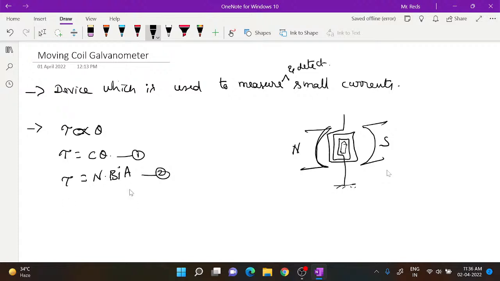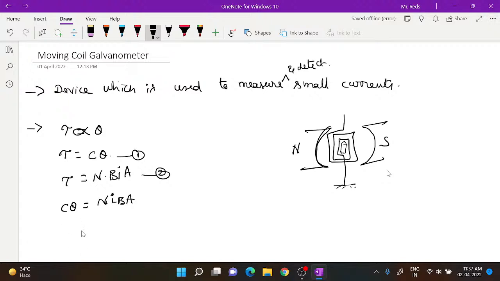It is the maximum torque when theta equals 0, which is nothing but the angle between the magnetic field and the area vector being 90 degrees. Then the maximum torque is equal to NIBA or NBIA. Both of these are torques. If you equate them, you get C theta equal to NIBA. Depending on the numericals, you will be given a few data and asked to calculate a few parameters using this relation, which you can rewrite in different forms.